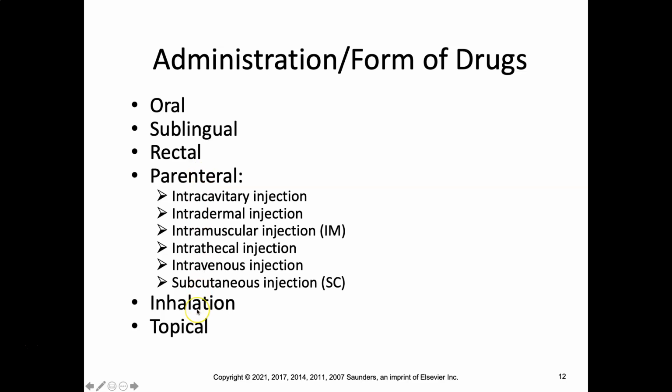Anyway, so inhalation, you breathe it in. Topical, you put it on the skin. But back to parenteral, that's an injection. If you see the word parenteral, you want to be thinking injection. It's going to get injected in somewhere. So those are the administration routes. And so, of course, the forms of drugs follow those.